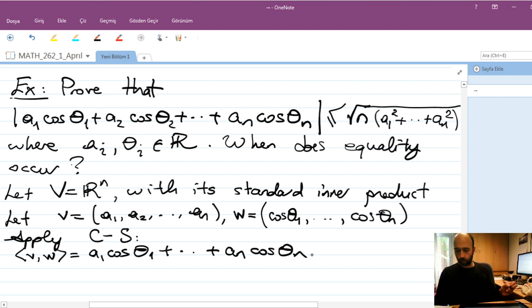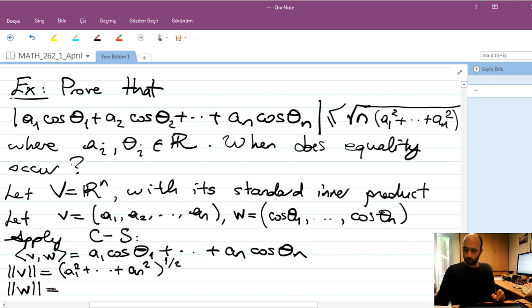What about their norms? So the norm of v is simply a1 squared plus up to an squared, to the 1/2. No question about that. So how about the norm of w? This time you have cosine squared theta 1 plus up to cosine squared theta n, to the 1/2.